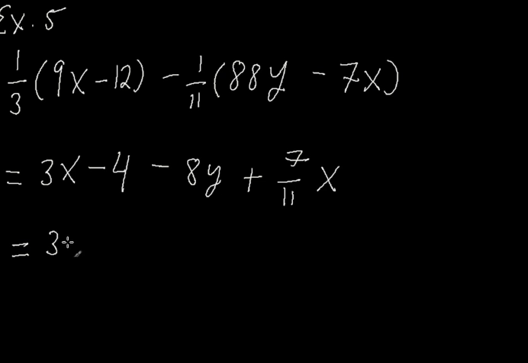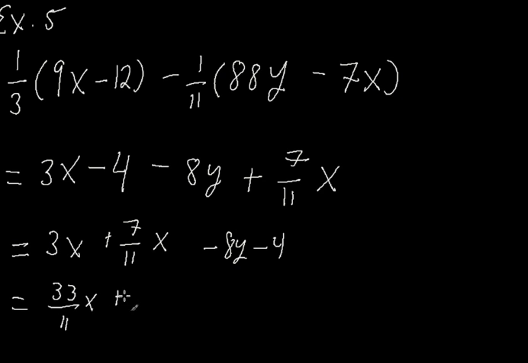So I'm going to put these together just so it helps me, and then I have negative 8y and negative 4. Okay, now let's put these together. So I have 3 plus 7/11ths. Well, it's going to help me if I have the same denominator, and I can do that by 33 over 11x plus 7/11ths x minus 8y minus 4.